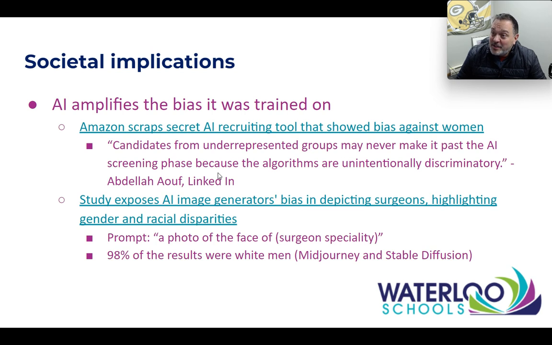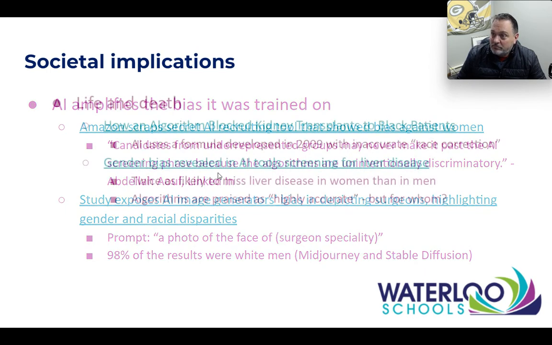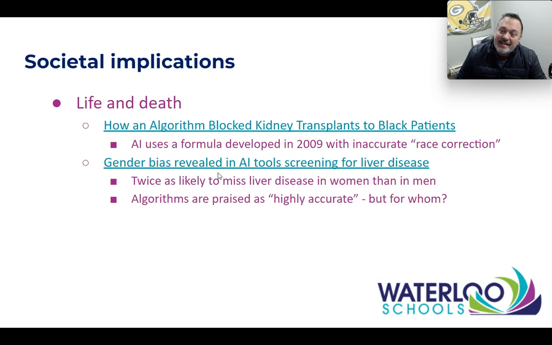With image generation, if I did a prompt, "Show me a surgeon," 98% of the results were white men. It even became a life and death situation: an algorithm that was used blocked kidney transplants to Black patients. Race correction. Gender bias revealed in AI tool screening for liver disease, twice as likely to miss liver disease in women than men.